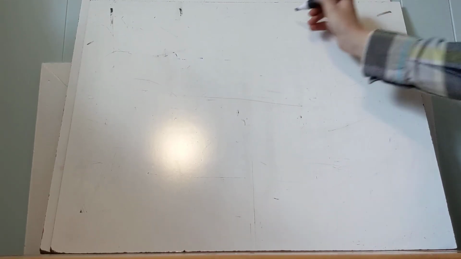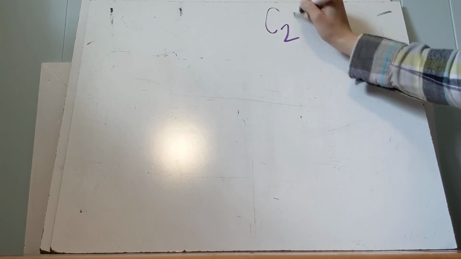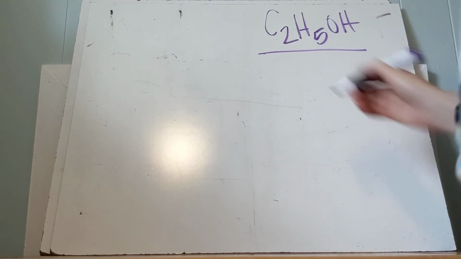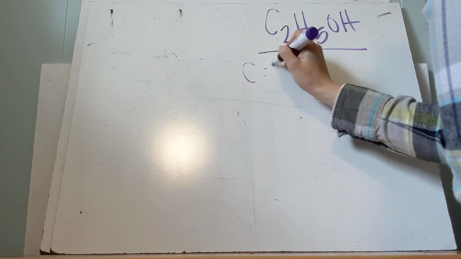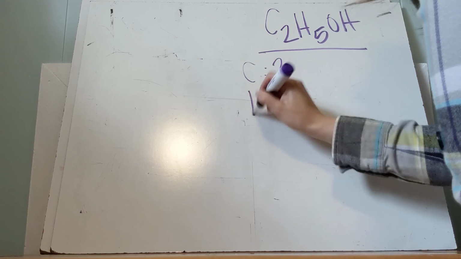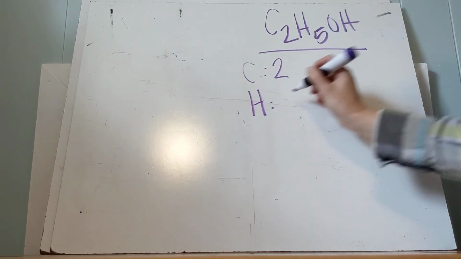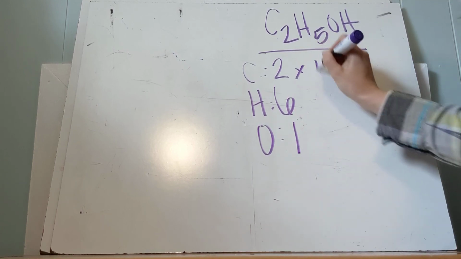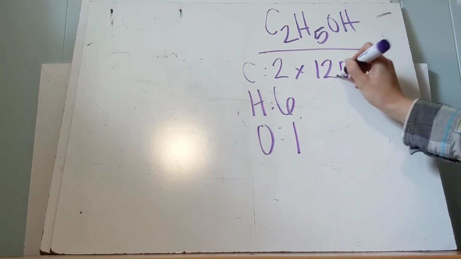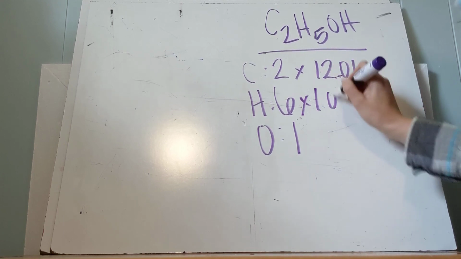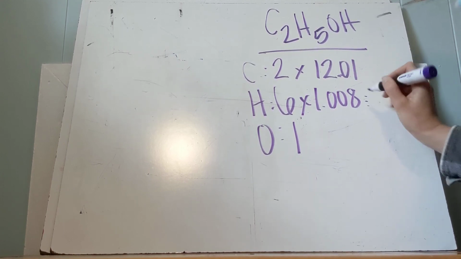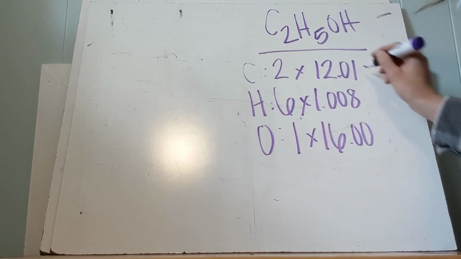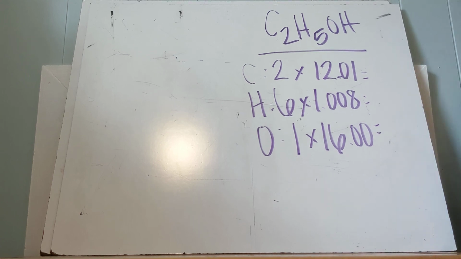So over on this side, I have C2H5OH as my formula for ethanol. C, I've got 2 carbons, hydrogen, don't forget this one over here, I've got 6, oxygen, I've got 1. The molar mass of carbon is 12.01, the molar mass of hydrogen is 1.008, and the molar mass of oxygen is 16. Multiply all of those out on your calculator.